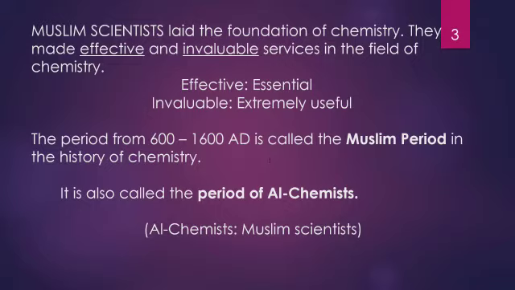The period from 600 to 1600 AD is called the Muslim period in the history of chemistry. Why is it called so? Because of the great efforts and great contributions of our Muslim scientists in this field. This period is also called the period of alchemists in the history of chemistry. And who were alchemists? Alchemist means our Muslim scientists.